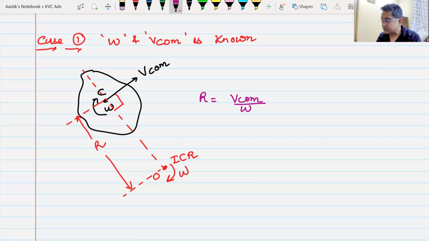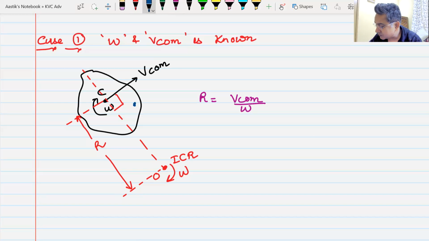Once you know the instantaneous center of rotation, an axis which passes through this instantaneous center of rotation perpendicular to the plane of the motion of the body will be your instantaneous axis of rotation. Do we understand how I have done this? Yes, sir.